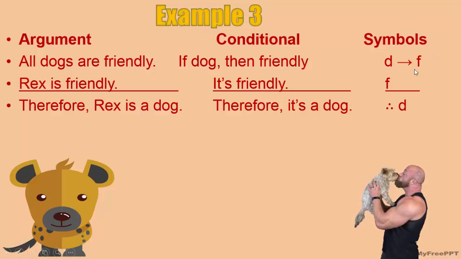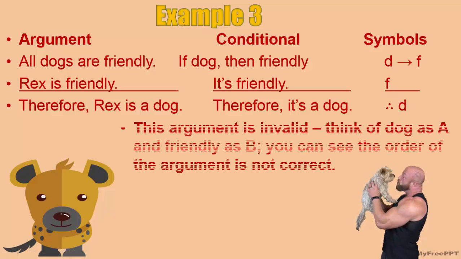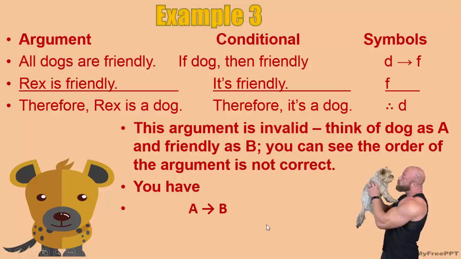So let's look at the pattern. D to F, but this goes F to D. This is the wrong order. For it to be the right order, it would have to be D to F, but this is the wrong order. Therefore, it is invalid. It's invalid because we have, as mentioned, the wrong order.